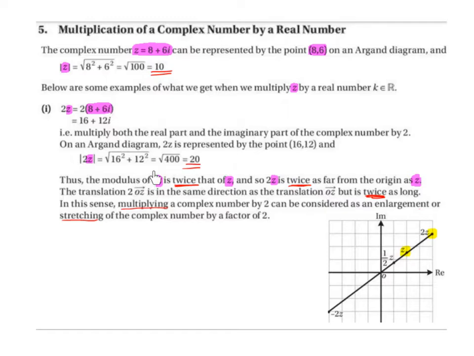Thus, the modulus of 2z is twice that of z. And so 2z is twice as far from the origin as z. So we can see this is the origin, and this is as far up as z, and the distance from the origin to 2z is twice that of z. The translation 2OZ is in the same direction as the translation OZ, but is twice as long. In this sense, multiplying a complex number by 2 can be considered as an enlargement or stretching of the complex number by a factor of 2.